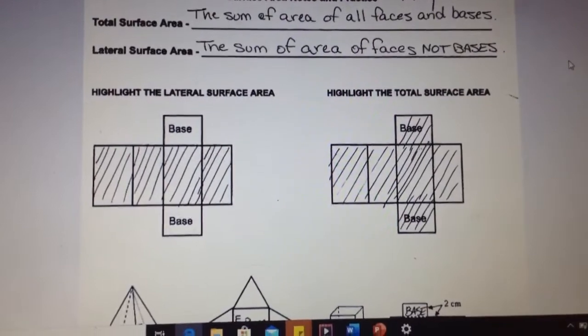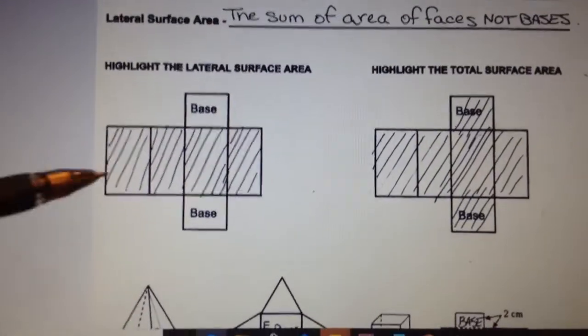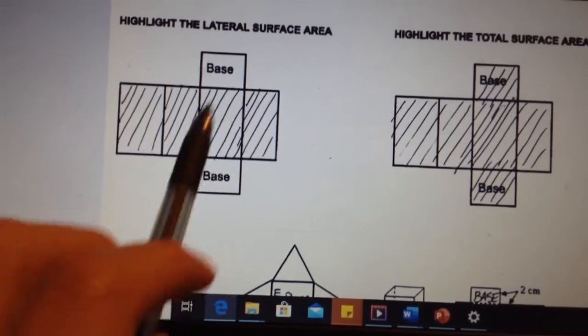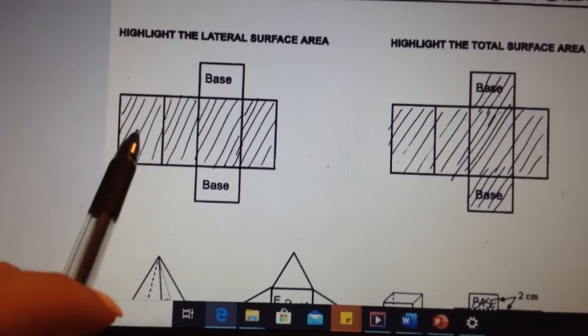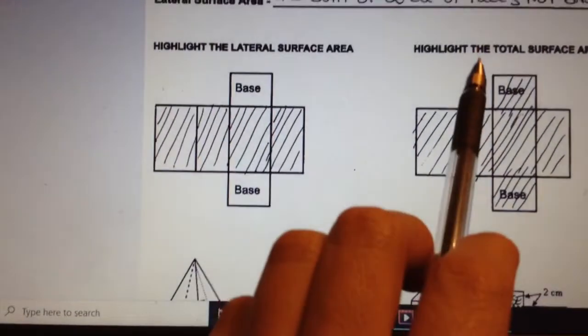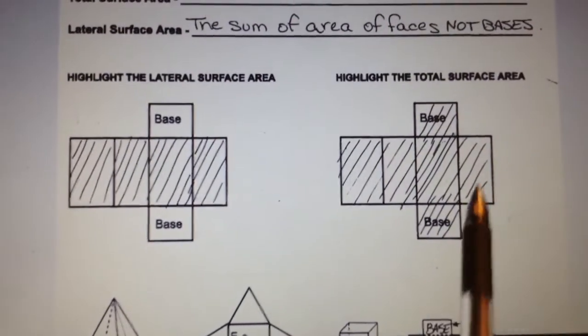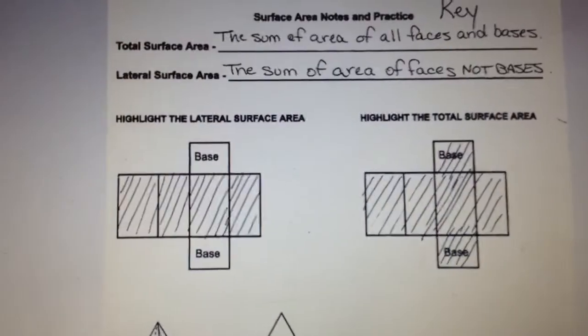Now go ahead and grab a highlighter or a marker, and highlight the lateral surface area. The lateral surface area would just be the sum of all the faces, not including the base. Now let's highlight the total surface area. Here, the total surface area would be all of the faces, including your bases.